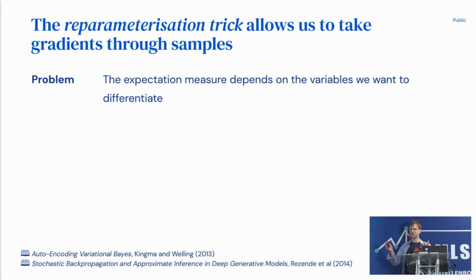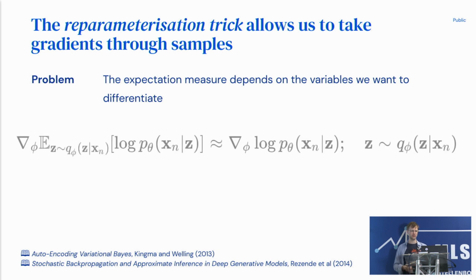And now this reparameterization trick that people have already talked about comes in, because the problem is the expectation measure depends on the variable we try to take gradients with respect to. On the left is one term of the ELBO that we try to take a gradient of, and now we approximate this expectation by a single sample estimate. And we take the gradient with respect to these parameters phi.